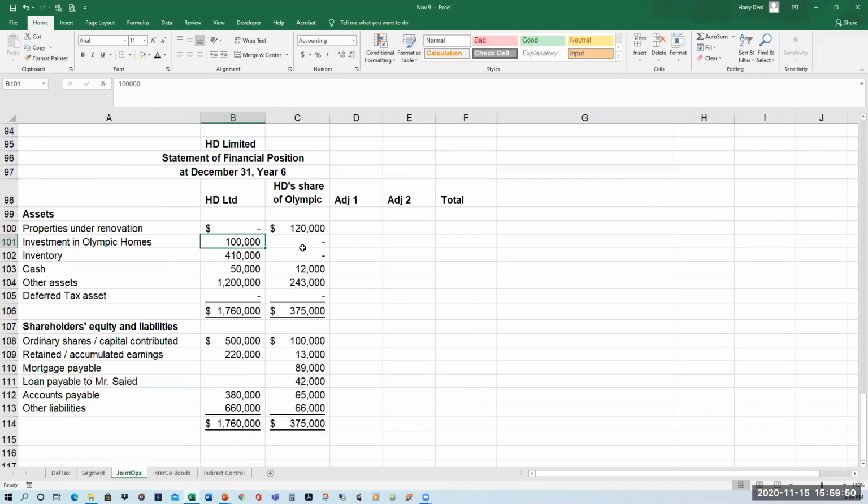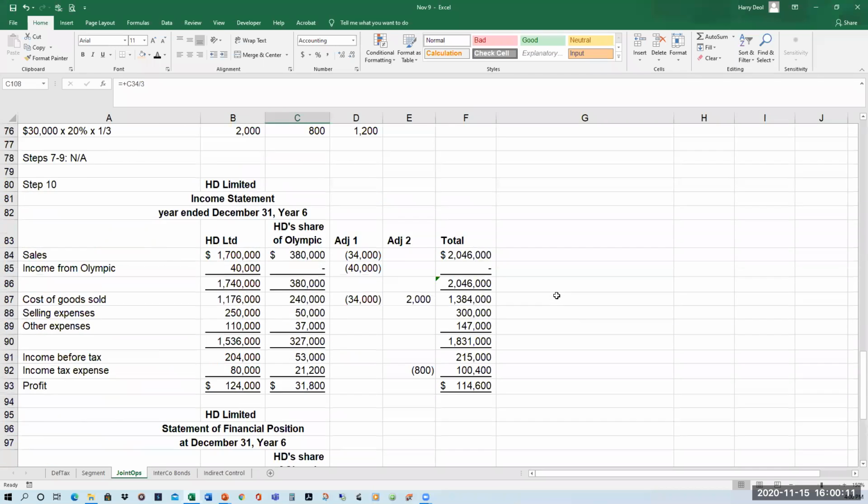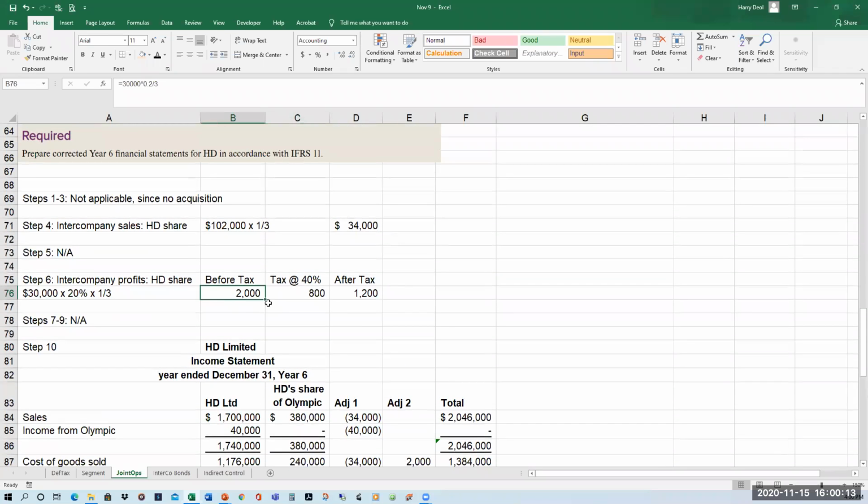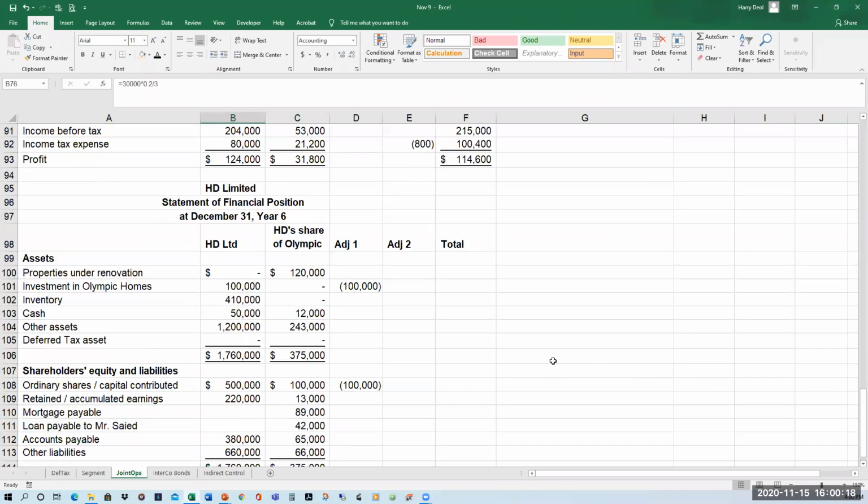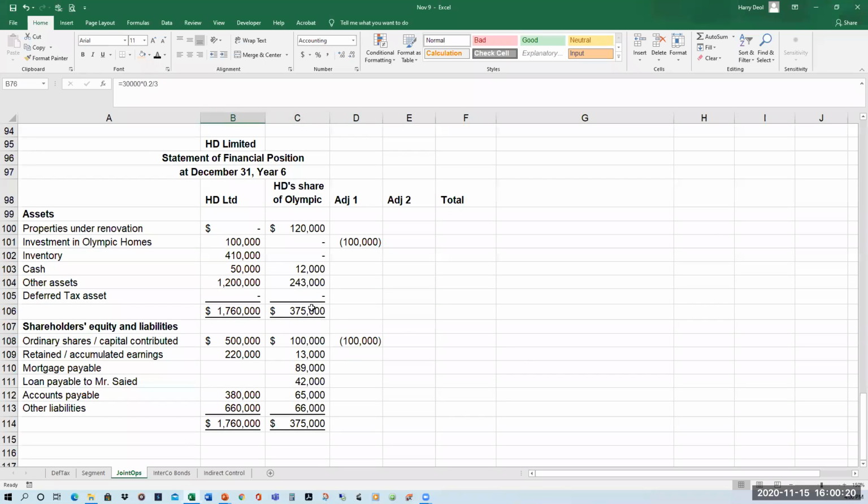Firstly, the investment in Olympic Homes needs to go. So get rid of the intercompany investment and get rid of the capital invested as well, because that is Olympic's shareholders' equity. You want to get rid of that. Then you have to consider the fact that there is an unrealized ending inventory profit of $2,000. So that has to be adjusted. So you will take out the inventory amount.